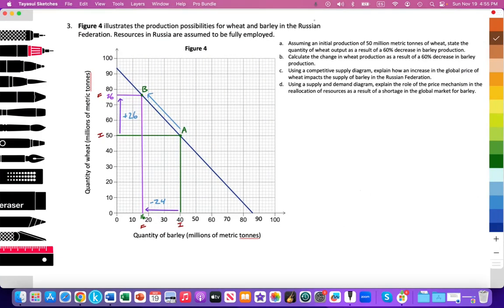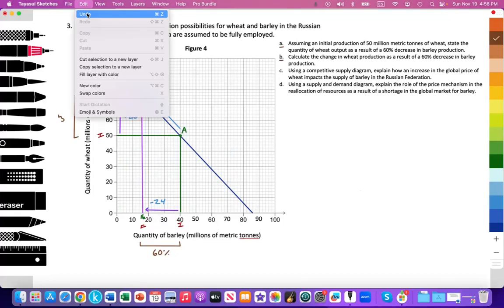In the previous video, we already answered questions A and B. And in our answer of question A and B, we demonstrated our work by using the given model. We had barley production being reduced by 24 million metric tons from 40 million to 16 million, which represented a 60% decrease. So I'll mark that as a 60% decrease in production. And that gave us a 52% increase in wheat production from here to here.